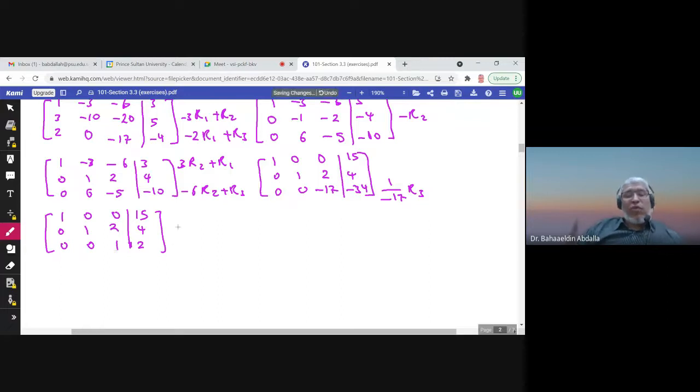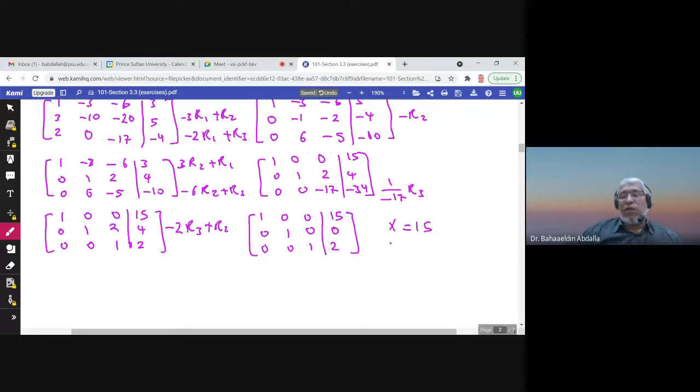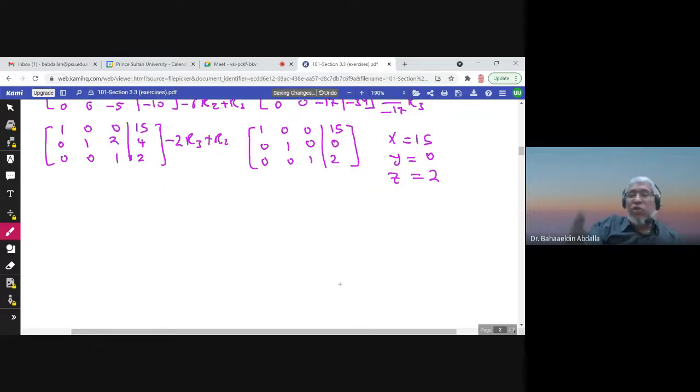Use this one to make the 2, 0. Negative 2 plus 2 is 0. Negative 4 plus 4 is 0. So x is 15, y is 0, and z is 2. This is the solution of the system.